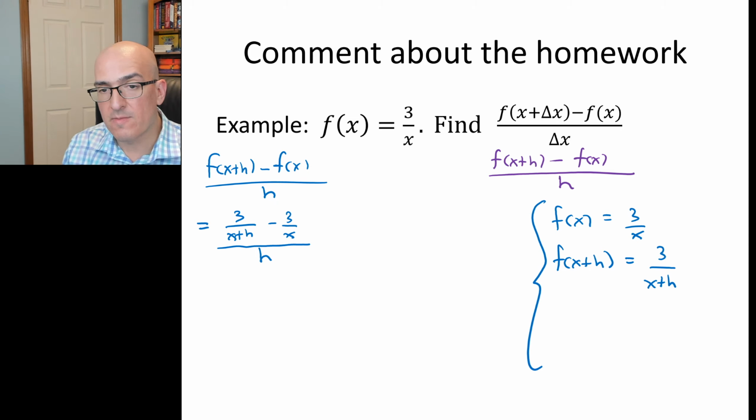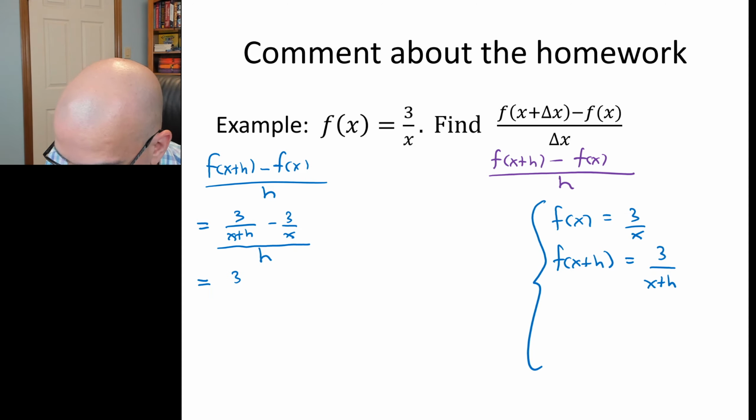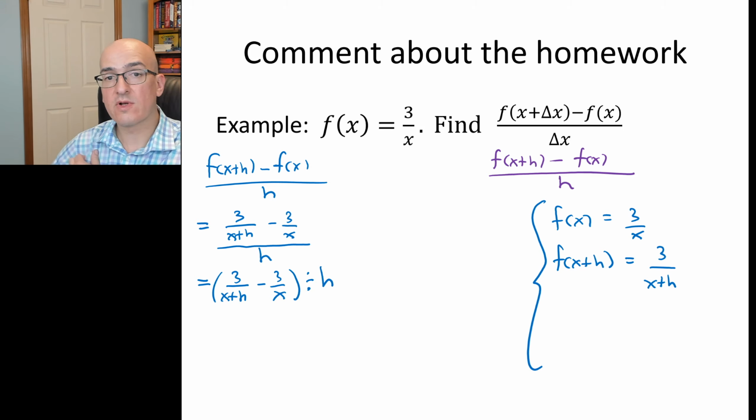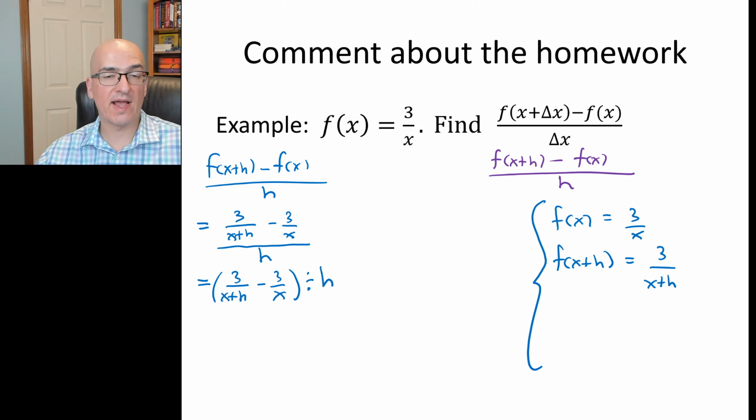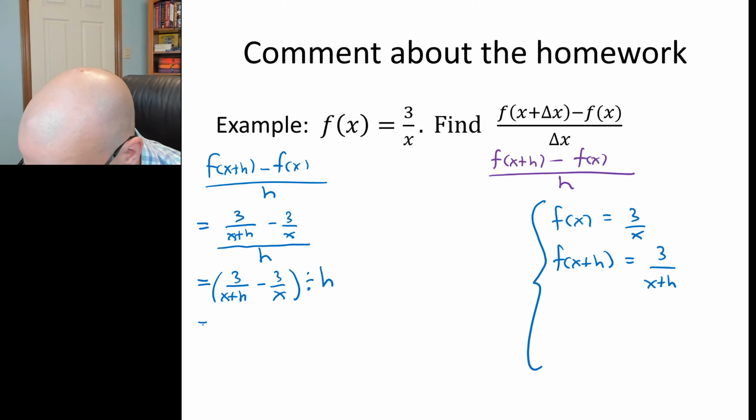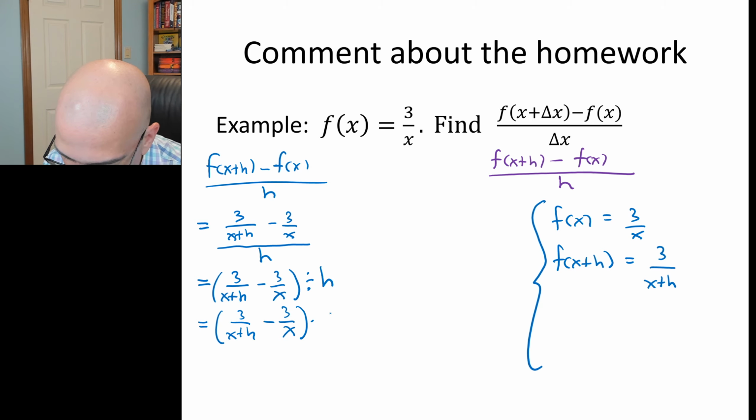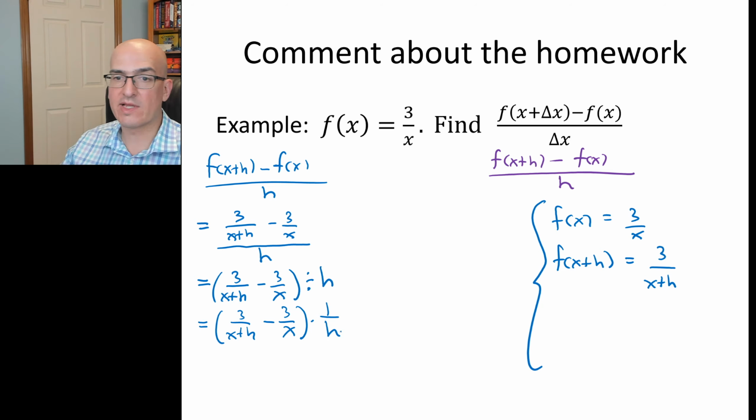I'm going to change that double division into a different type of double division. So I take this whole thing and say the whole thing is divided by h, because that's what we're doing. And recall that if you're dividing by something, let's say dividing by 5 or dividing by 2, it's the same as multiplying by 1 over 5 or multiplying by 1 over 2. So dividing by 2 is the same as multiplying by half. So I'm going to change that division by h into a multiplication by 1 over h: 3 over x plus h minus 3 over x, multiplied by 1 over h. It looks a little bit less scary now.